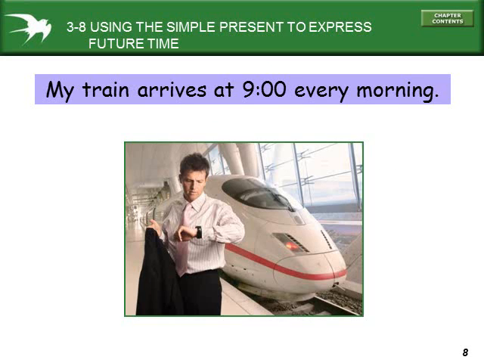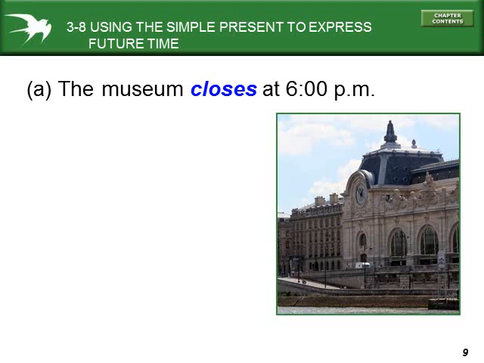So here's another example of a non-future tense being used to express the future. This is the simple present tense used to express the future. So we have "my train arrives at 9 every morning." Now that's the typical use of the present tense. When we say "every morning," we mean it's a habit.